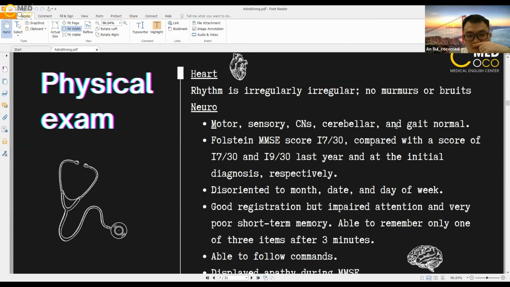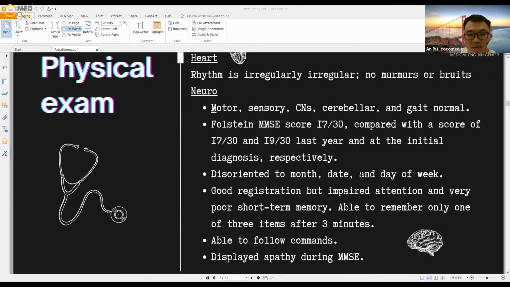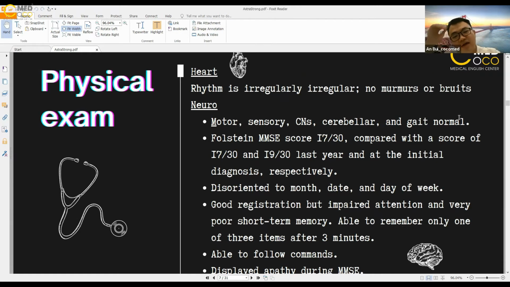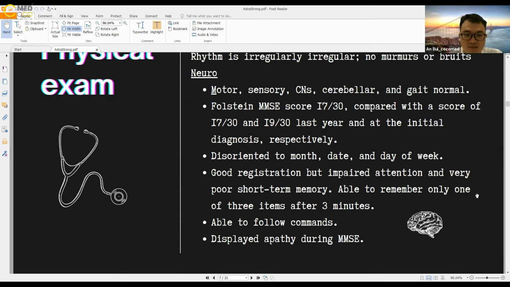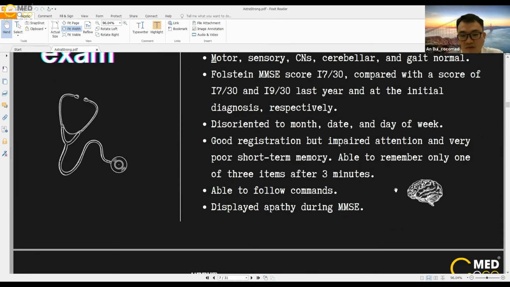Her neurological exam is mostly normal except for the MMSE score, which is 17 over 30, compared with 18 over 30, and 19 over 30 last year, and the initial diagnosis. She is disoriented to month, date, and day of the week. She was only able to remember one of the items after 3 minutes, and displayed apathy during the MMSE.